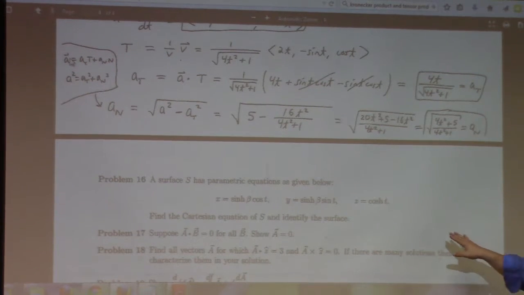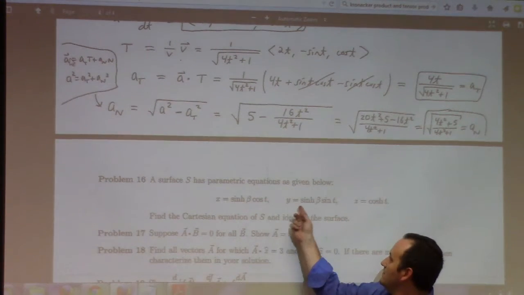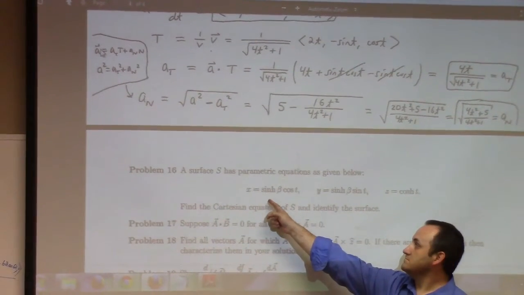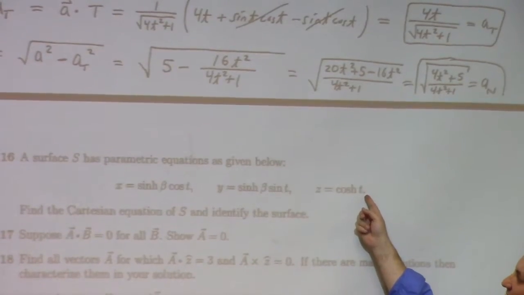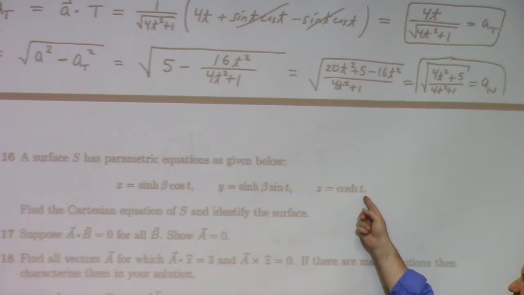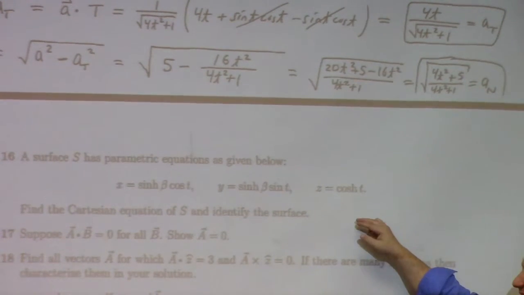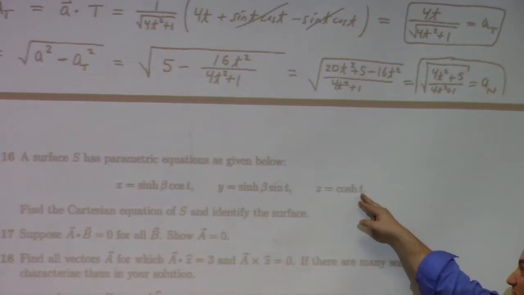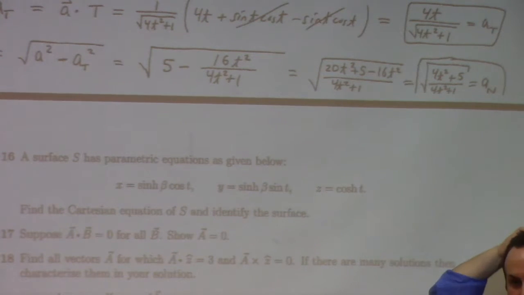Can you guys tell me what the Cartesian equation is? I think we've talked about it enough today that you might be able to just see it. If I take x squared plus y squared, what do I get? I get sinh squared beta. Oh, this is supposed to be beta. That's a typo. Otherwise, this is really nasty. If that's a beta, then you can see that z squared minus x squared minus y squared is equal to 1. So it's like a hyperboloid of one or two sheets, I forget.